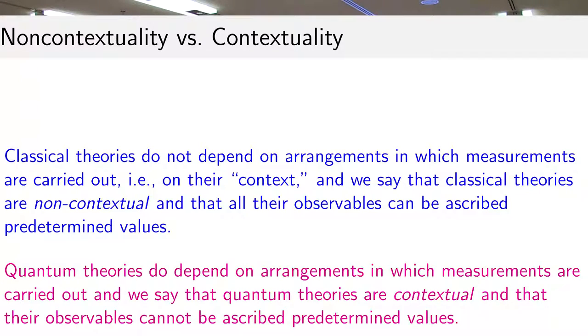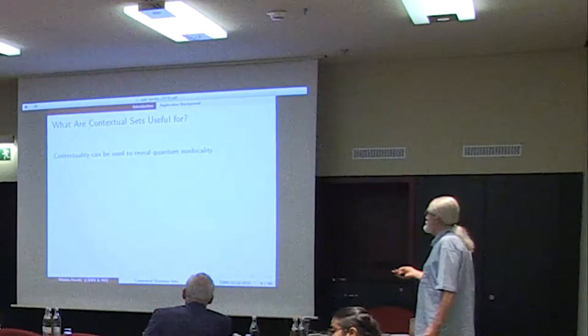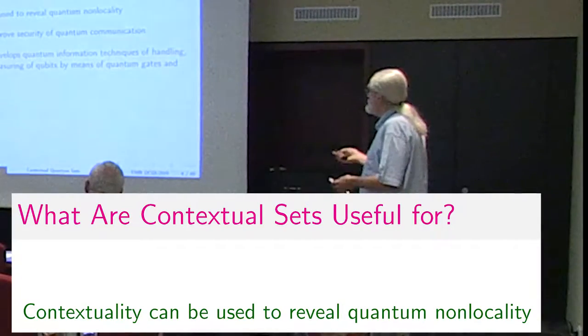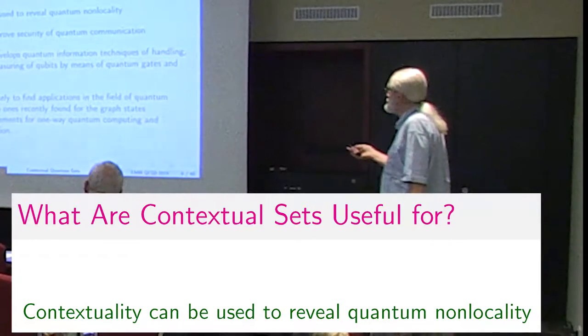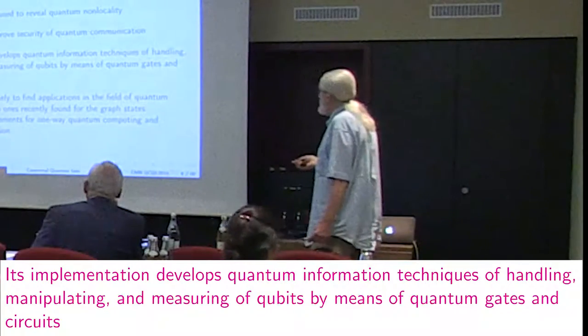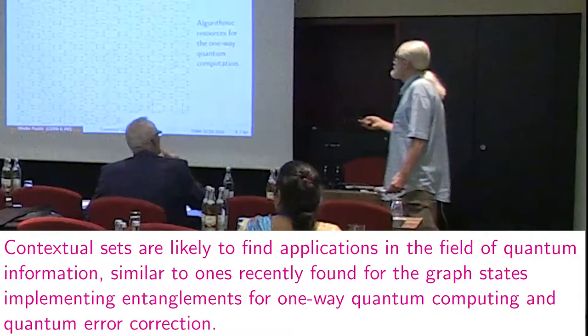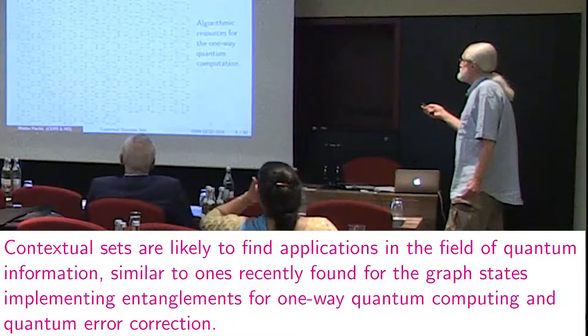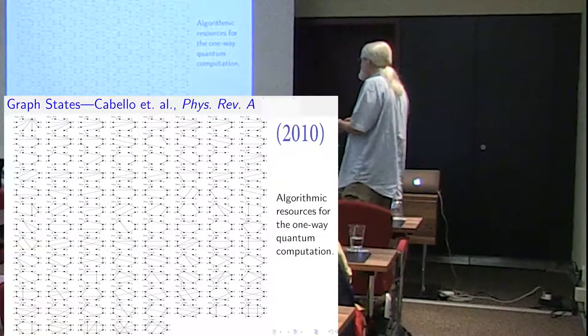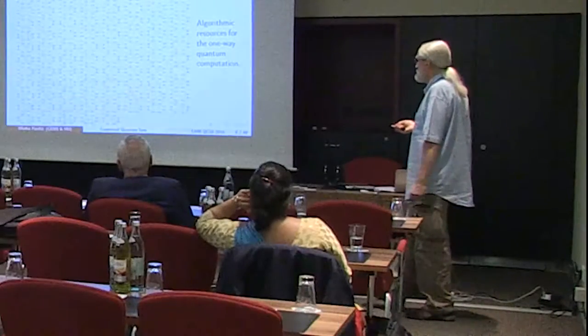That's the difference between quantum and classical theories, where quantum theories are contextual in the sense that they give results of measurements of particular observables based on the measurements carried out on other observables within an experimental setup. So contextual sets can be used for establishing quantum non-locality, quantum encryption, and engineering of gates within a quantum computer. With respect to this application, we have a similarity between contextual sets and graph sets that are used in one-way quantum computation.